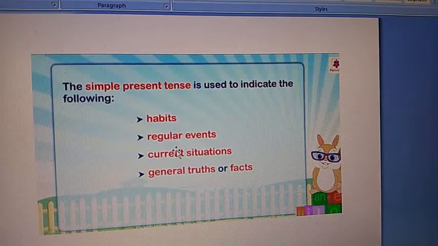Now the simple present tense is used to indicate what? Just to remember in your mind, the simple present tense is used to indicate the following: habit, regular events, current situations, general truths or facts.